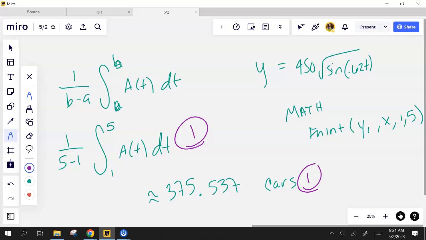Yes, I would definitely put, this one doesn't ask you to interpret, but if it did, you would definitely put between 6 a.m. and.